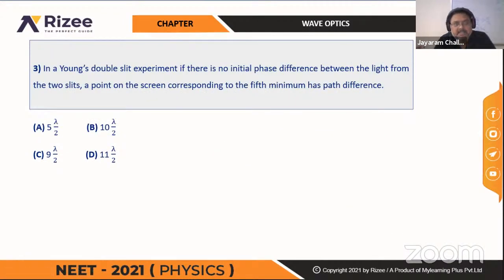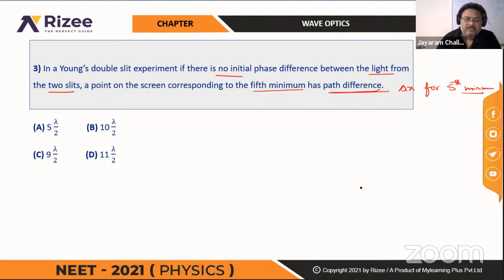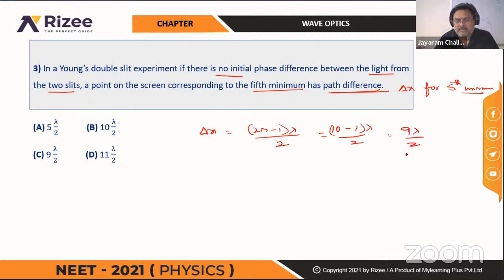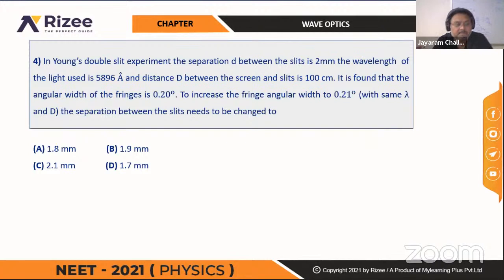Next, in a YDSE experiment, if there is no initial phase difference between the light from the two slits, a point on the screen corresponding to the fifth minimum has a path difference. He is asking what is delta x for the fifth minimum. What is the formula for the minimum? Delta x is equal to (2n minus 1) into lambda by 2, taking n values from 1. Now substitute n equal to 5, which gives (10 minus 1) into lambda by 2, that is equal to 9 lambda by 2. So this should be the fifth minimum condition. There is no initial phase difference, so extra path difference will also not be there.